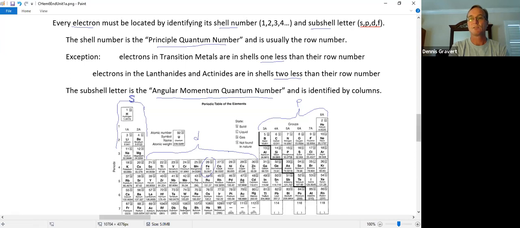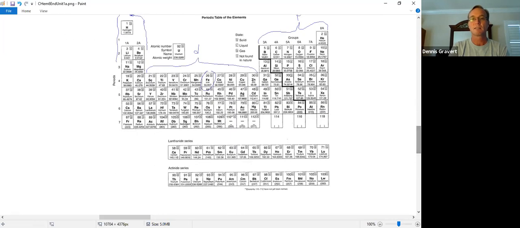And then these 2 rows off of the bottom here, these are filling the F subshell. Oh my goodness. So electron configuration involves reporting the shell number and the subshell letter, and you use the periodic table. Basically, the row number gives you the shell number, and its location column-wise gives you the subshell letter.